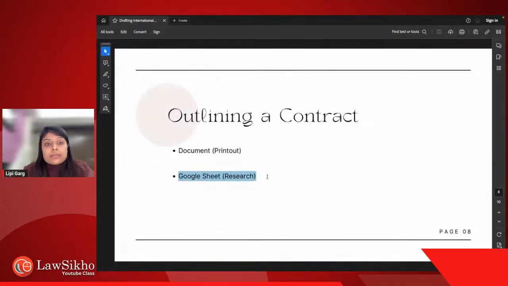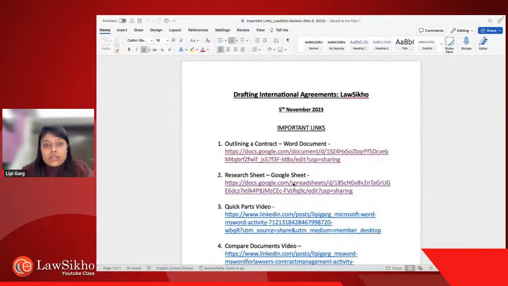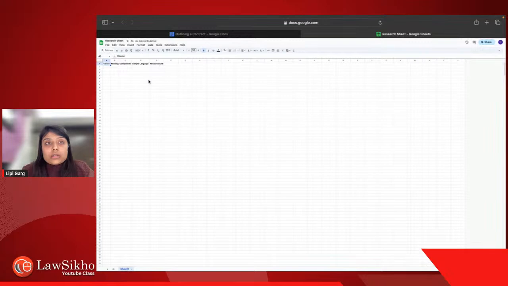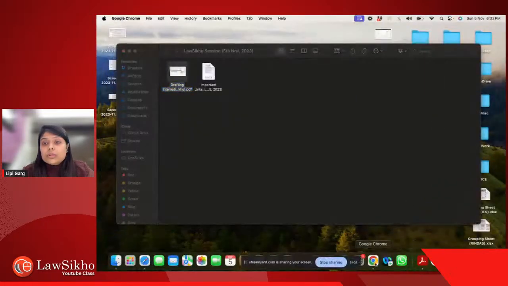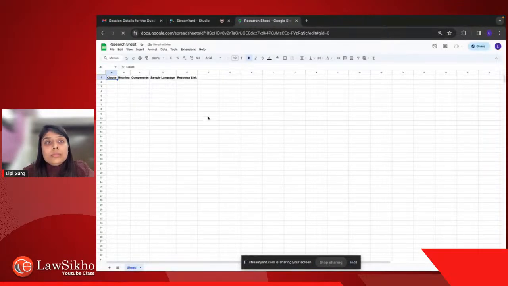Now, a lot of people ask me how do you research? How do you keep upskilling yourself and how do you know a lot about so many contracts? So, to deal with such situations, I have a sheet. I call it my research sheet. This is a sample one.